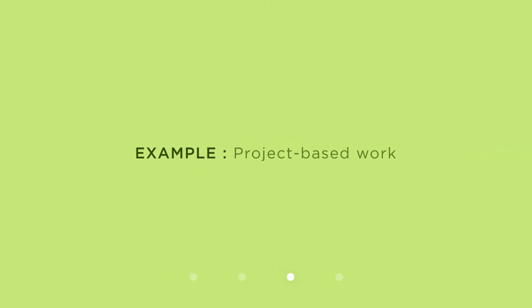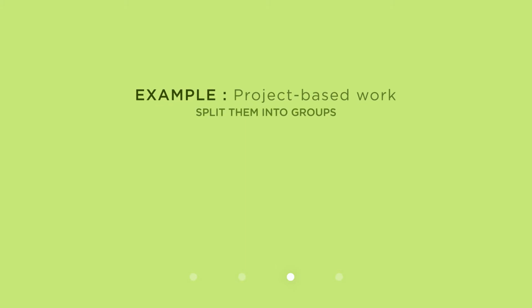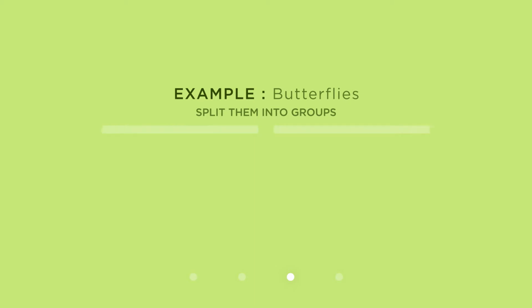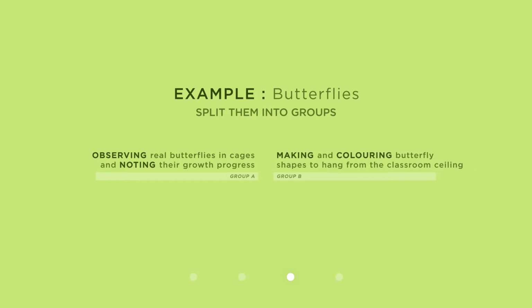Testing progress. In this section, our focus is on assessing your students throughout the term or year. For example, project-based work. Here, you will split them into groups, with each group working on a specific part of the project. For example, the project could simply be called Butterflies. One group could be observing real butterflies in cages and noting their growth progress, whilst another could be making and colouring butterfly shapes to hang from the classroom ceiling. You will go round the groups monitoring and giving advice whilst assessing progress.